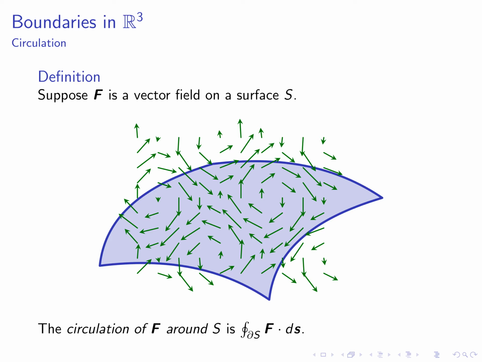Okay, so the context in which we care about all of this is the context where we have a surface, but we also have a vector field defined on the surface. In a scenario like this, we define the circulation of that vector field around the surface to be the line integral of that vector field along the boundary of the surface. In other words, the circulation of a vector field around a surface is the work done by that vector field on the boundary of the surface.